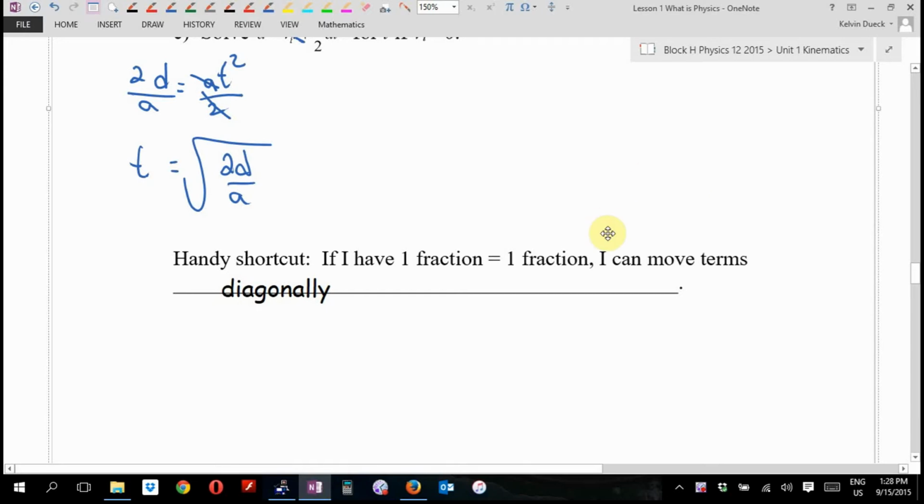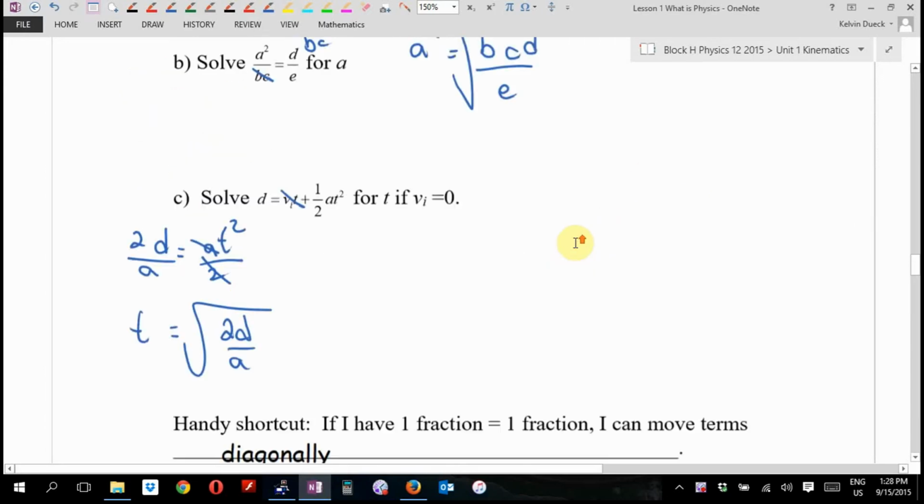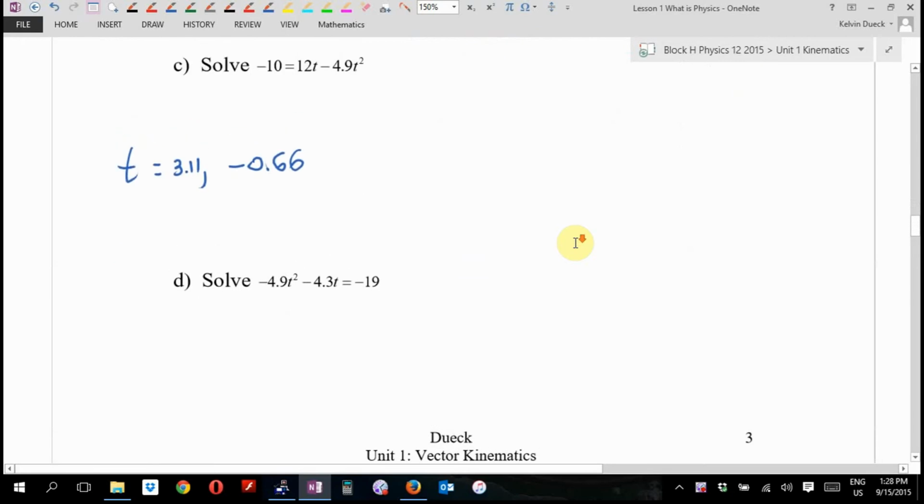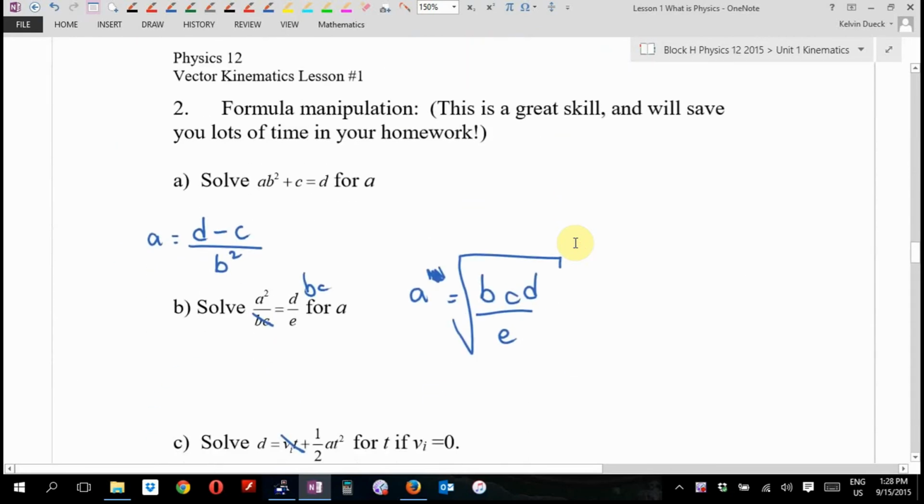Handy shortcut. Last day we looked at solving quadratics, and then I went fast, I know, and then we looked at formula manipulation. What we want to do now is get tricky with it.